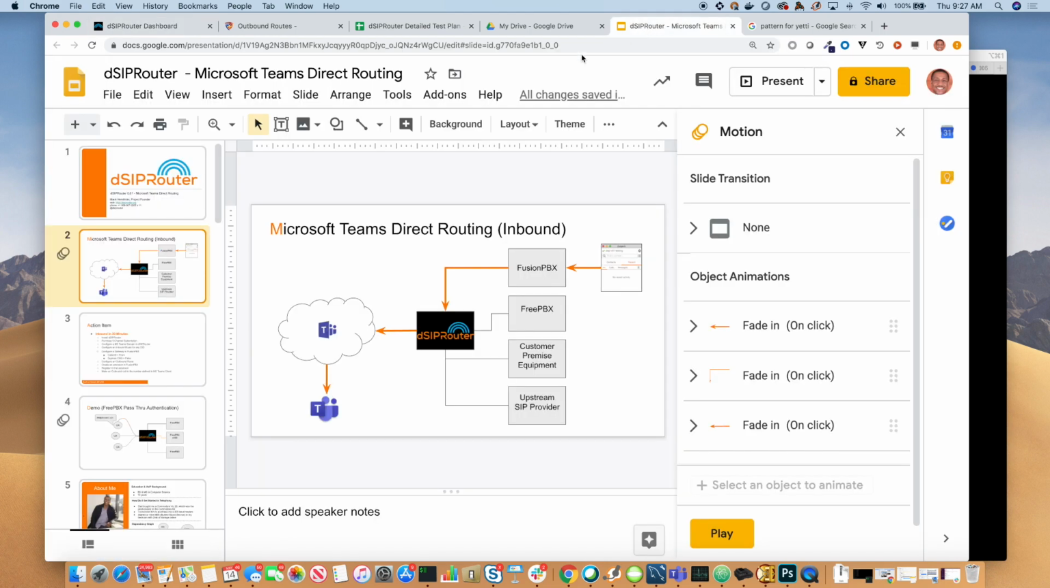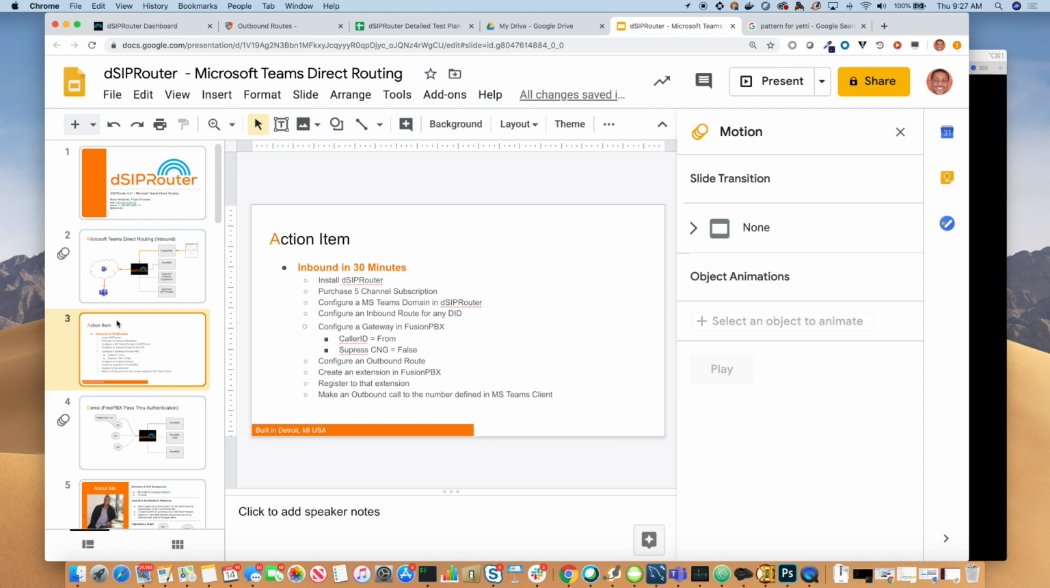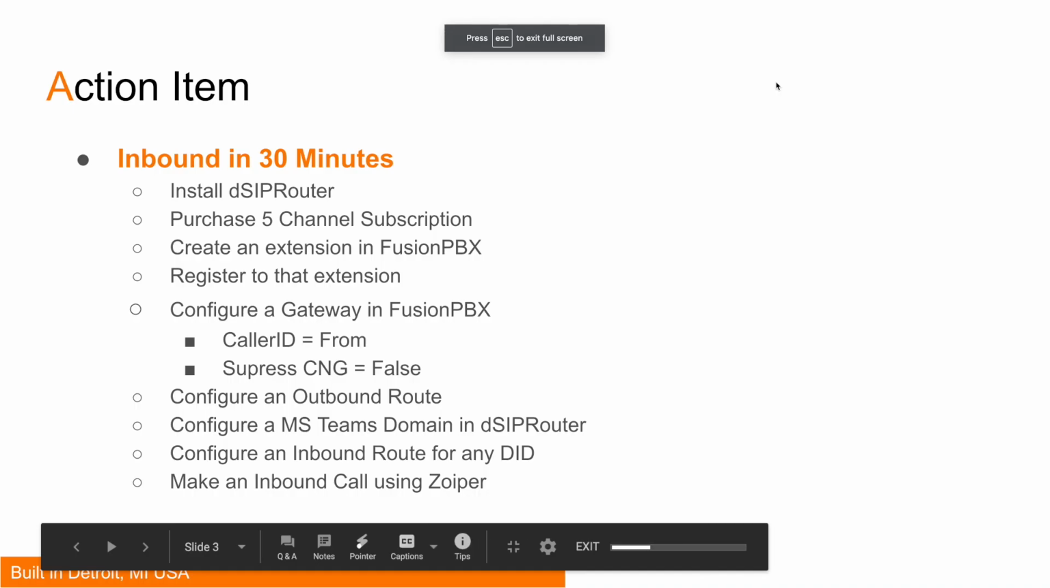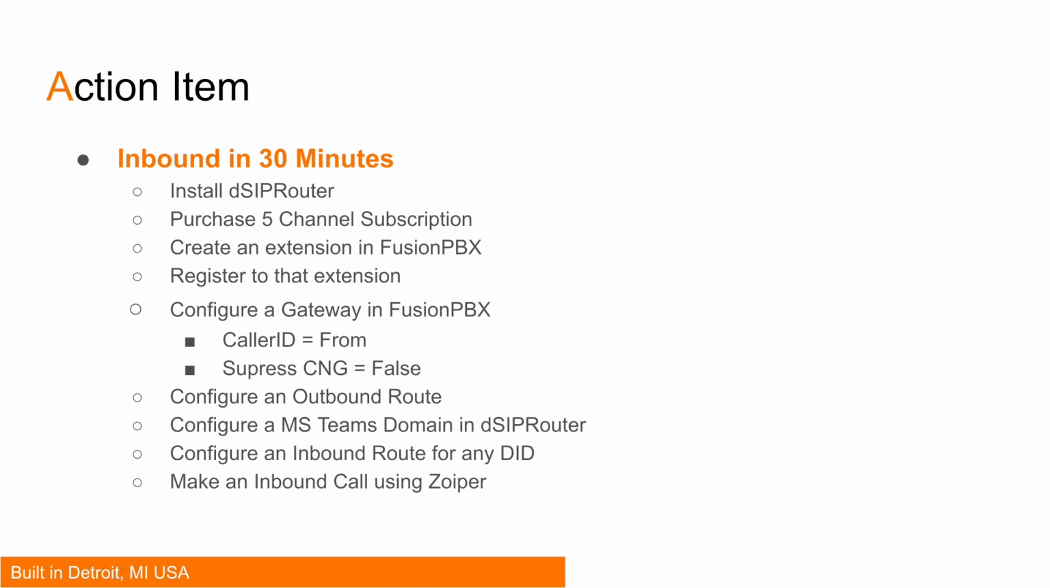I've laid out a set of action items, or action plan, for you to be able to achieve the same thing. So let's just go through that really quickly. In order to accept inbound calls into Microsoft Teams, you can do it in about 30 minutes. So here's the process to do it. Install dSIPRouter, purchase a 5-channel subscription. This allows us to continue our work with integrating with Microsoft Teams. Create an extension in FusionPBX. Register to that extension. Configure a gateway in FusionPBX. And remember, you need to set the caller ID and set the suppressed CNG. Then you need to configure an outbound route.